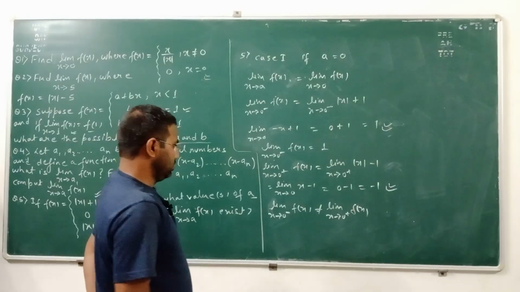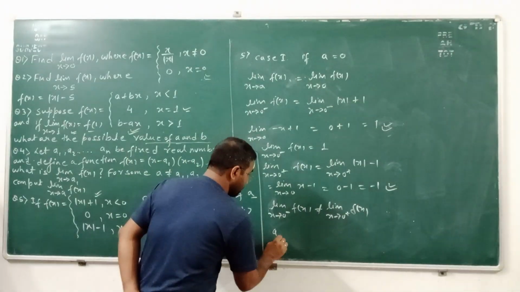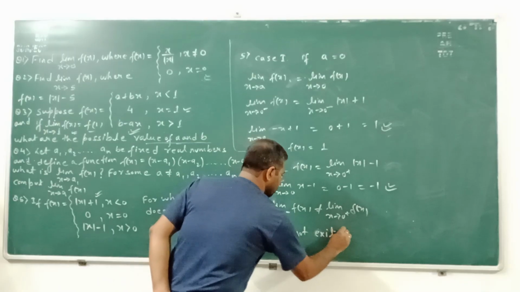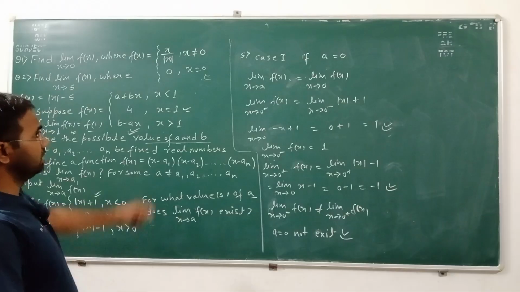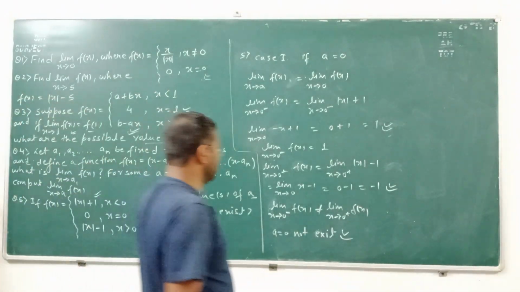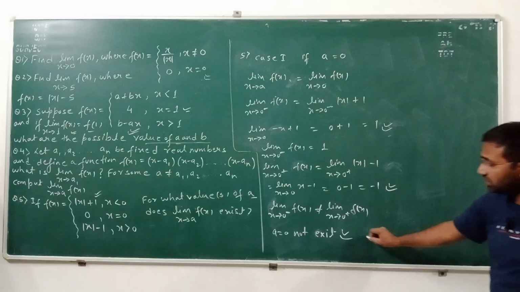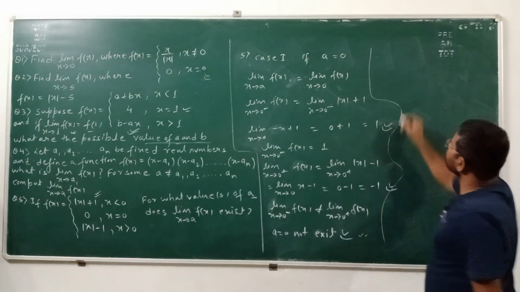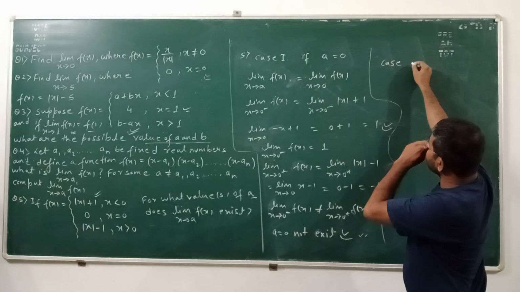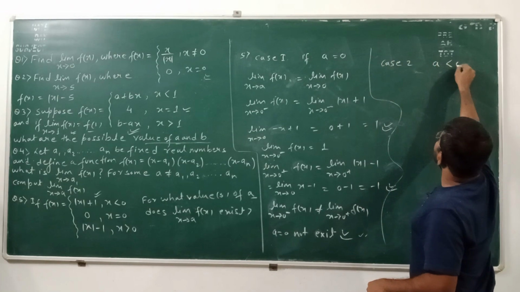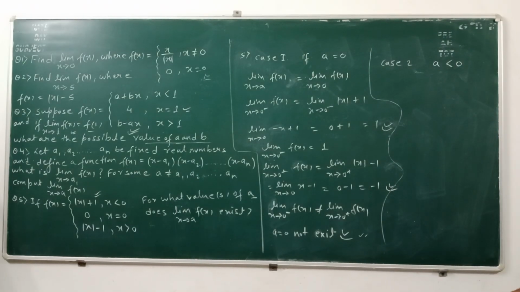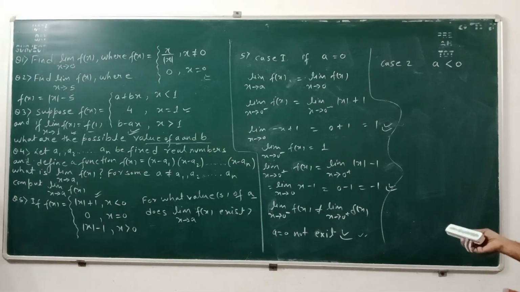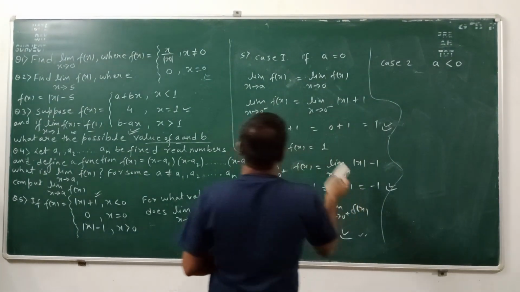Okay, so here for a equal to 0 the limit does not exist. In this way we find case first: it does not exist. Now we have to see case 2. Case 2 means a is less than 0. Okay, so now let us see. For writing case 2, a less than 0, I have to erase. I hope you have noted down.